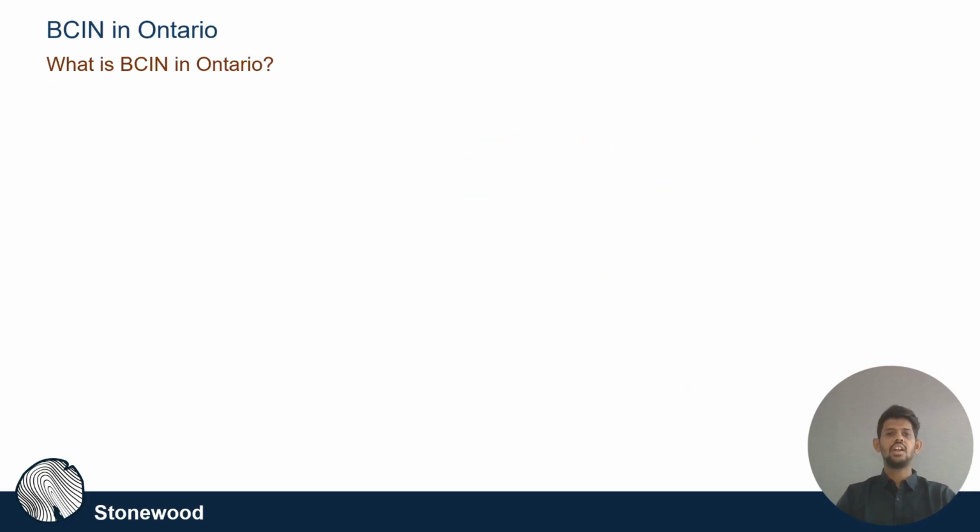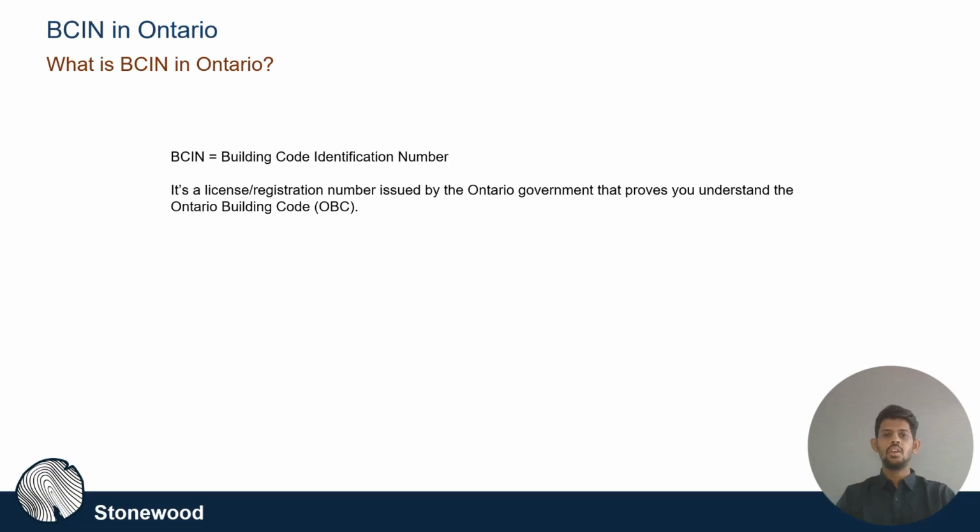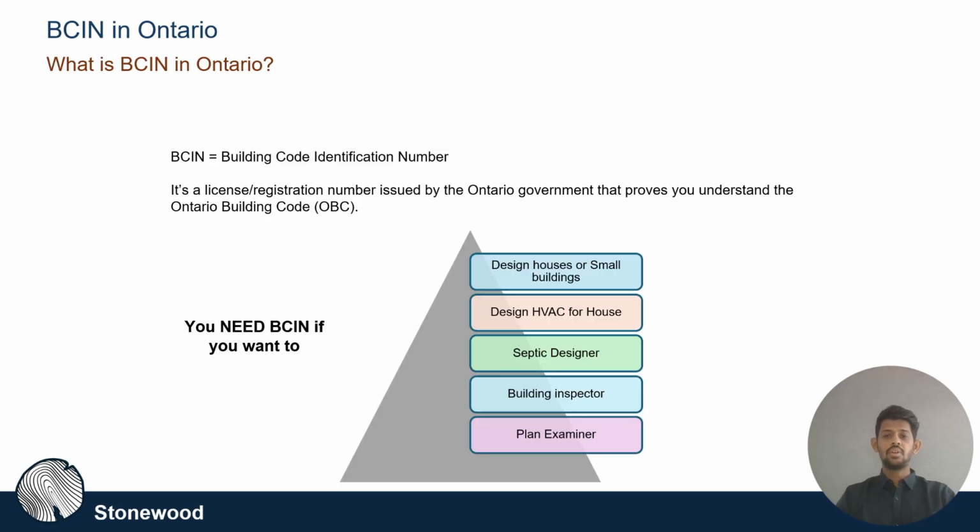Alright, so let's start with what is the BCIN. BCIN is a Building Code Identification Number, and it's generated by the Ontario government. With this BCIN you can definitely design a house or a small building. You can stamp the drawings, basically.